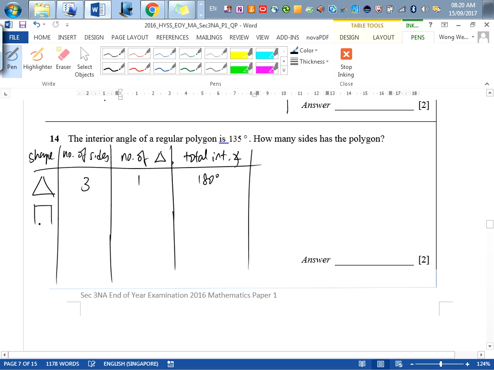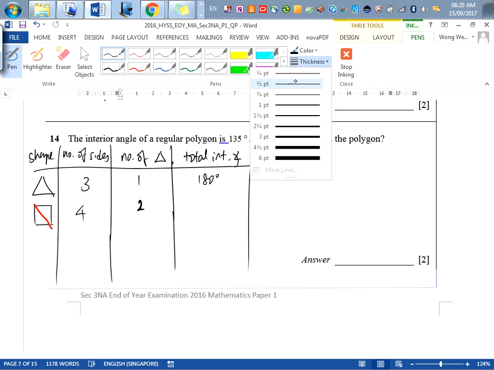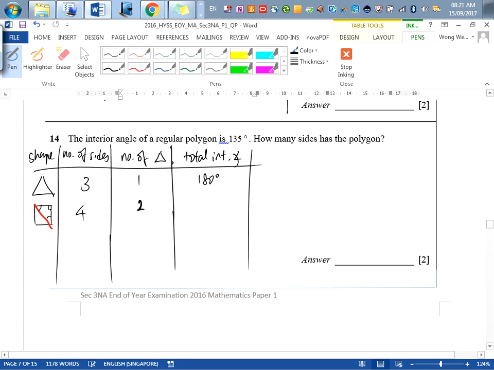Okay, now next I have a square. How many sides does it have? Can I split this into triangles? You can split it like this, right? So how many triangles do I have? 2 triangles. What is the total interior angle? How do you know it's 360? You can use 90 times 4, or we can look at it this way. What is the sum of angles over here? These 3. 180, right? Then what about these 3? Also 180, isn't it? So how many times of 180 do I have? 2 times, okay. 2 times 180 degrees. Okay, so total is 360.